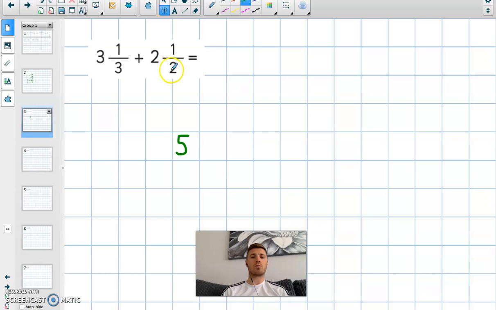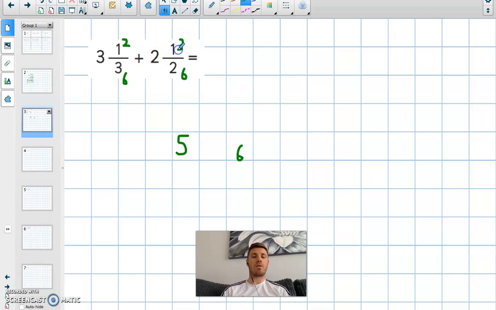So 3 multiplied by 2 is 6. And whatever I do to the bottom, I must do to the top. So you've got 2 multiplied by 1. So that leaves me with 2/6. Okay, now I'm going to multiply this number by 3, this denominator. So 2 multiplied by 3, as we know, is 6. And whatever I do to the bottom, I must do to the top. And 3 multiplied by 1 is 3.